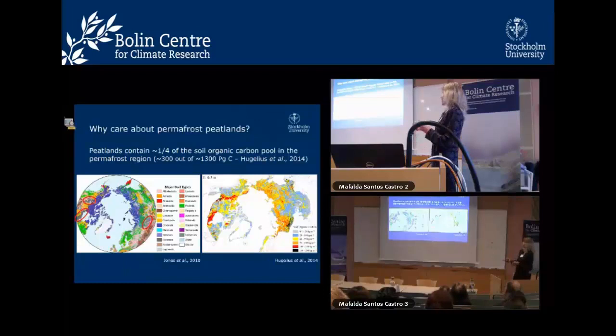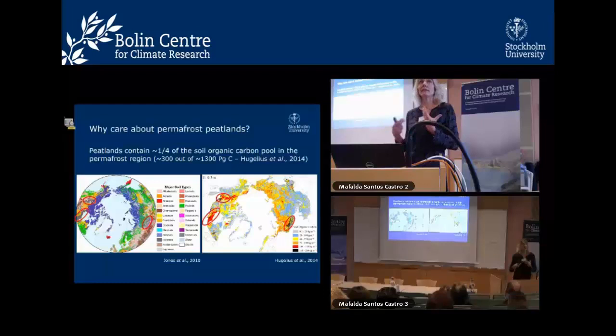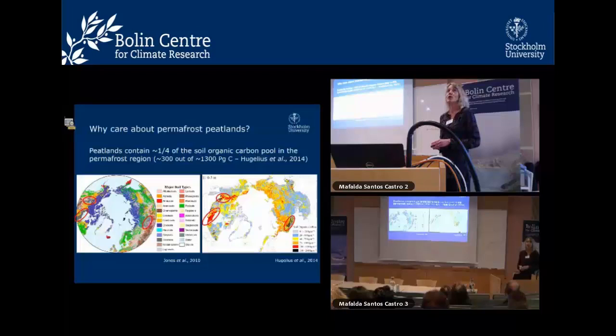If we also look at the map on the right, showing the soil organic carbon in the soil down to 3 meters depth, we can see that these regions are hotspots for soil organic carbon. In these regions, we have carbon storages of more than 100 kilograms carbon per square meter. Even though these areas only cover a little more than 5% of the land in the permafrost region, the soil organic carbon content is around a quarter of what is found in the entire permafrost region. So very carbon-rich soils.